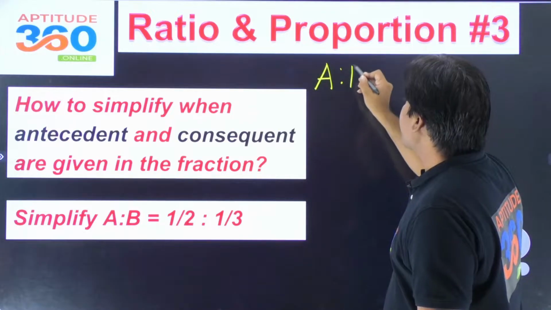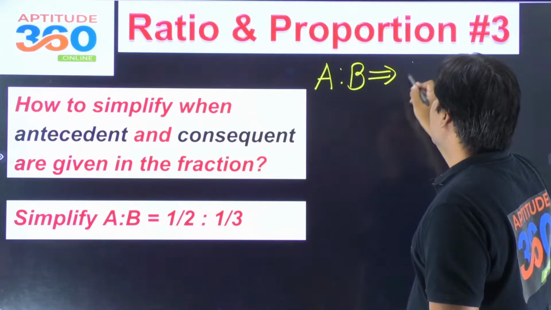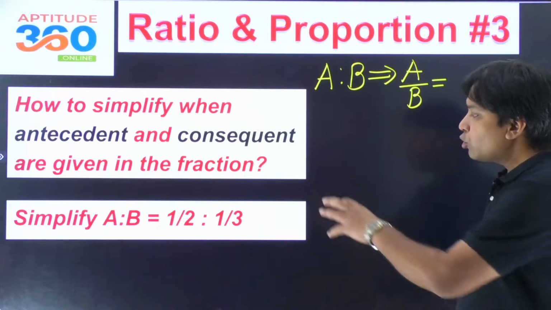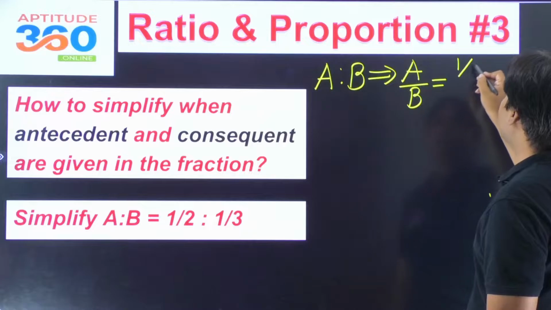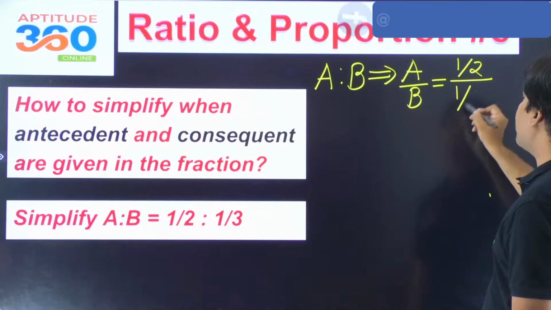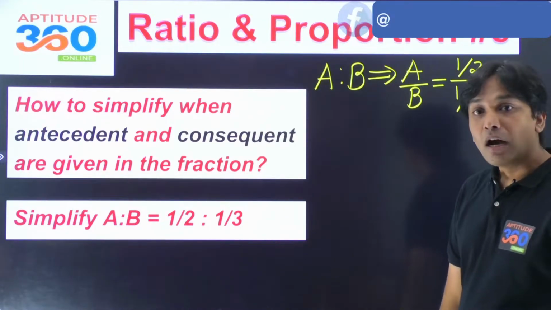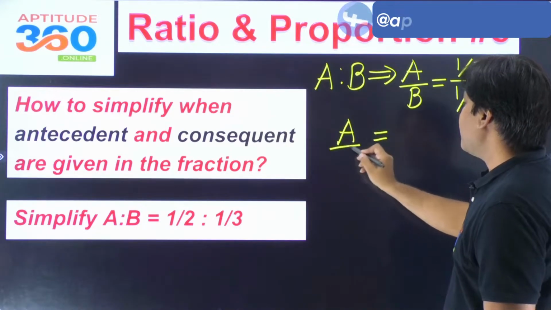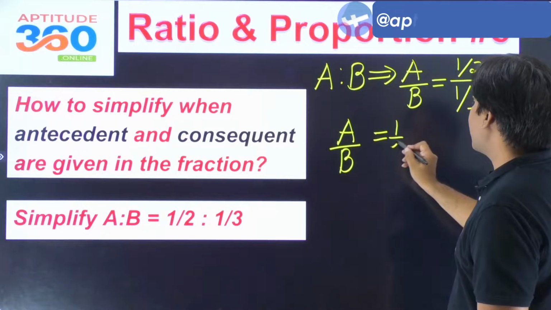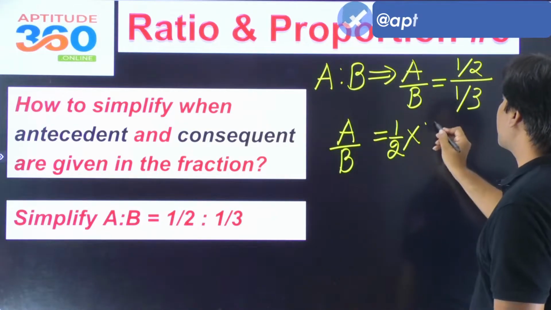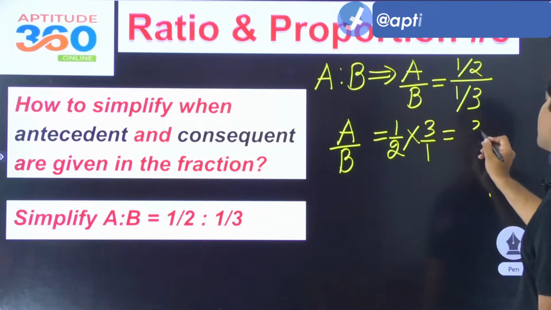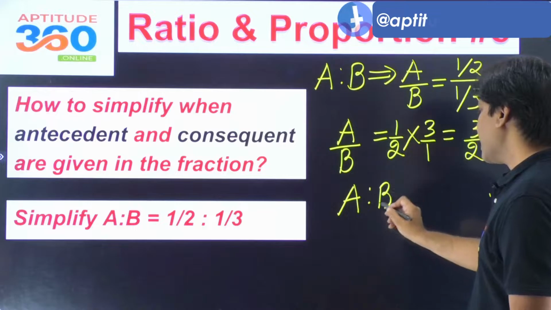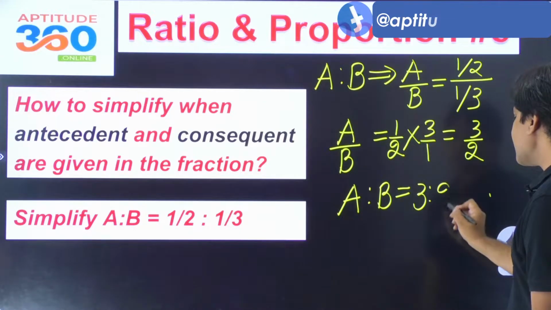What is the meaning of writing A is to B? Can I say that this is nothing but A by B? यही तो है. और अगर ऐसा है तो यहाँ पे A है half और यहाँ पे B is 1 over 3. And if we simplify this, A by B would become 1 by 2 times 3 by 1, and this value comes out as 3 by 2. Hence A is to B can also be written as 3 is to 2.